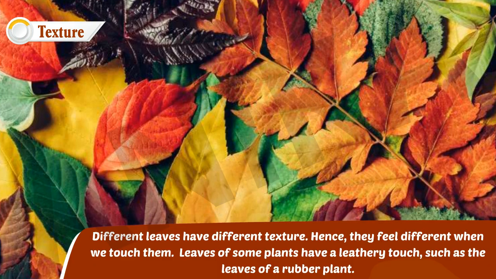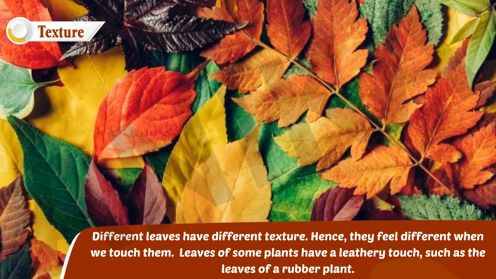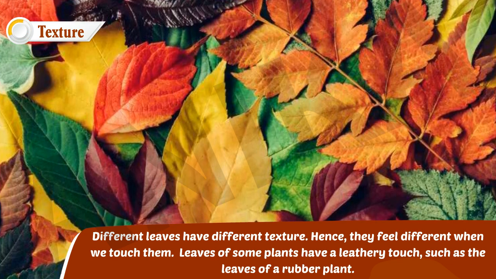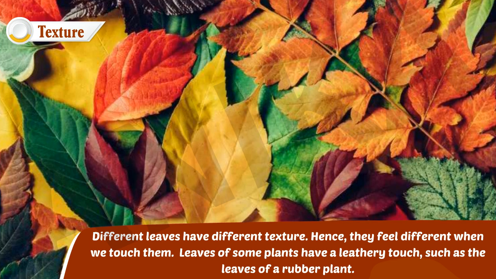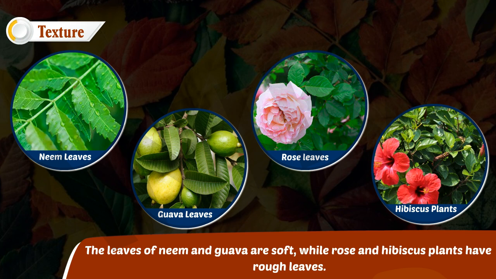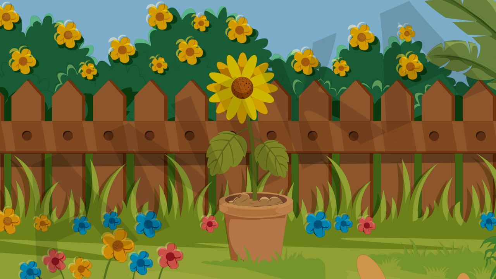Texture. Different leaves have different texture. Hence, they feel different when we touch them. Leaves of some plants have a leathery touch, such as the leaves of a rubber plant. The leaves of neem and guava are soft, while rose and hibiscus plants have rough leaves.